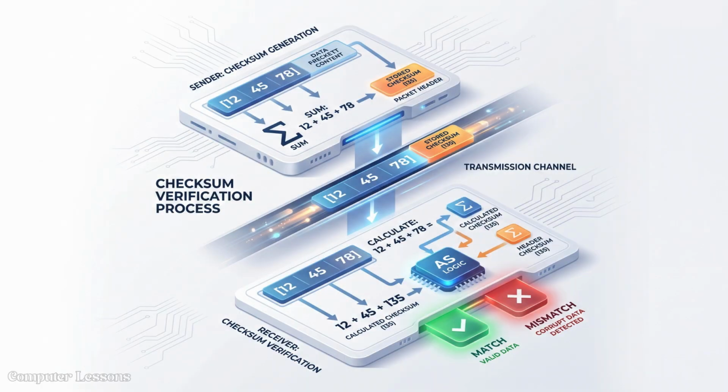Checksums provide a higher tier of verification by summing the numerical values of a data packet before the transmission. The receiver performs the same addition and compares the result to the value stored in the packet header. If the numbers do not match exactly, the hardware knows the data packet contains some form of corruption.